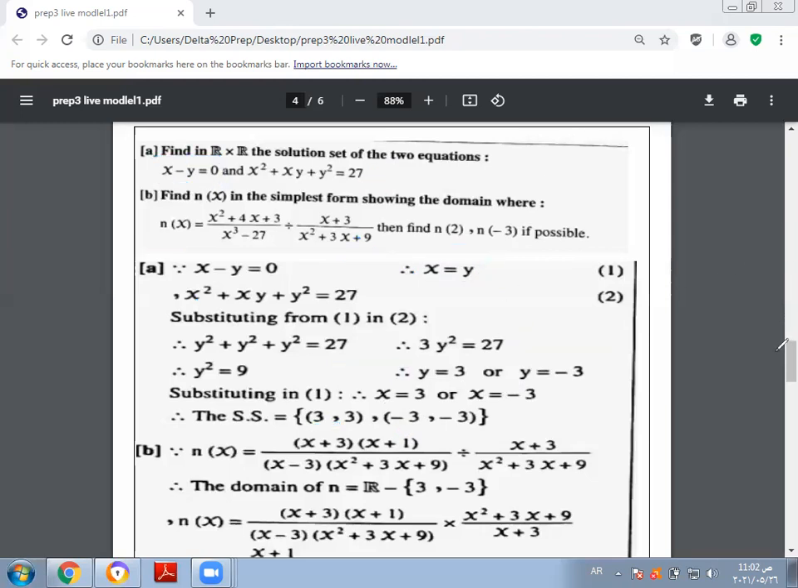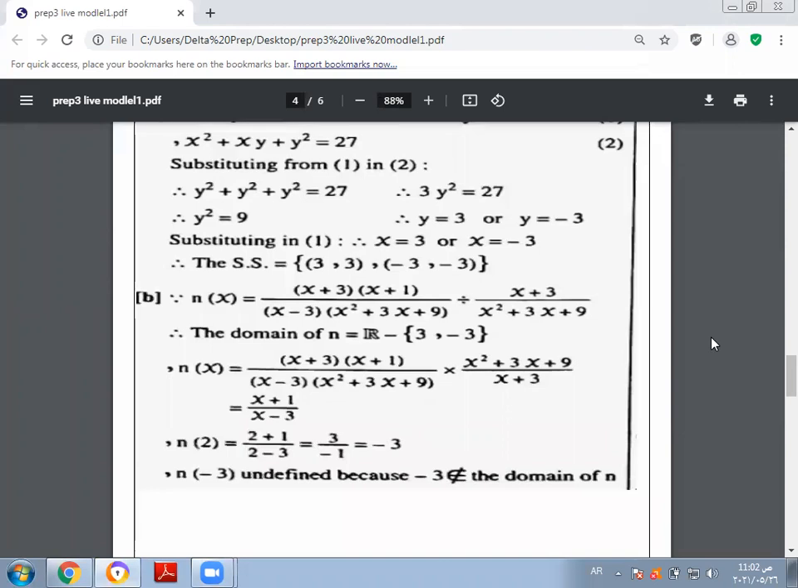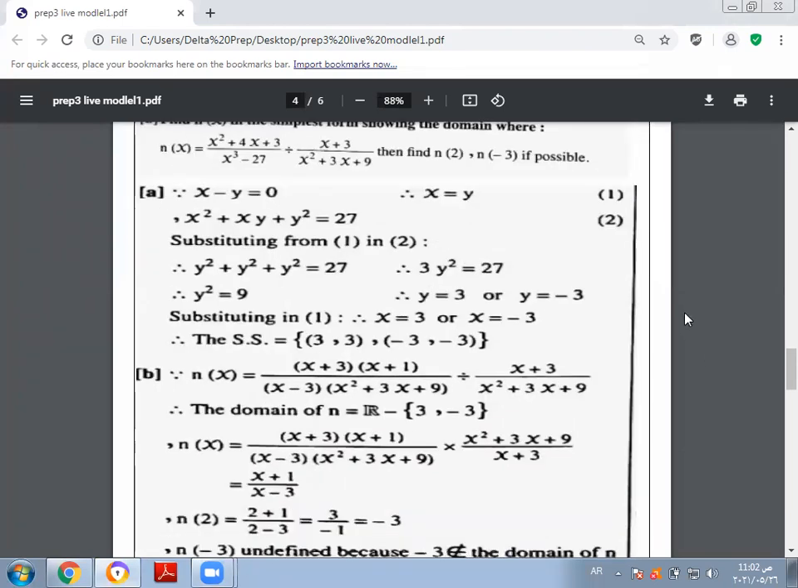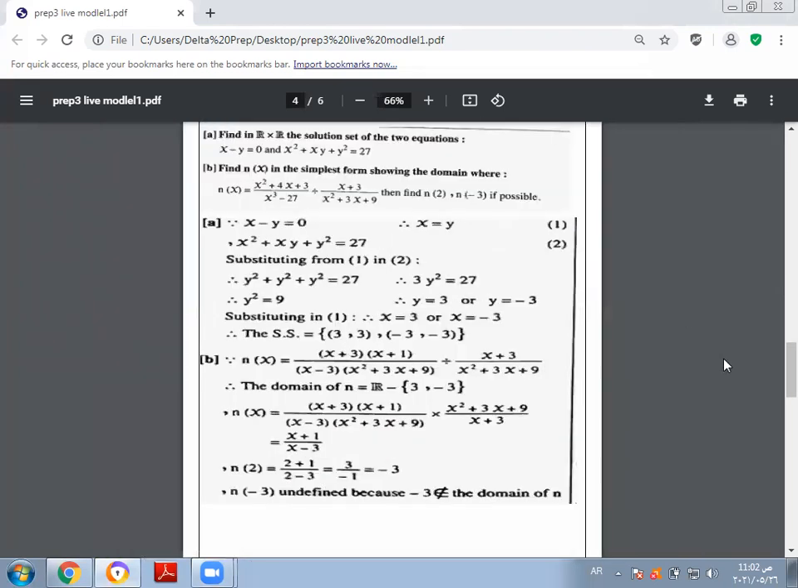Second question, letter B. We want to find the simplest form of the expression in letter B: x power 2 plus 4x over x power 3 minus 27, divided by the fraction x plus 3 over x power 2 plus 3x plus 9.